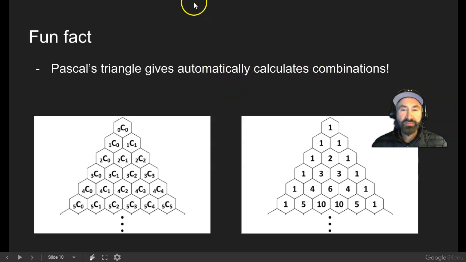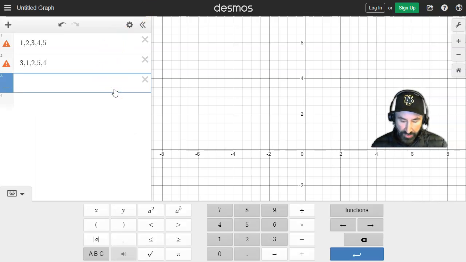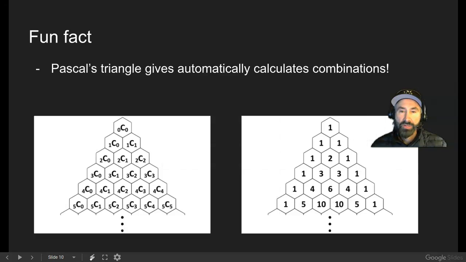Now, in case you don't believe me, we can go check that 5C3 really quick. So I'm going to go to Desmos, and I'm going to type nCr(5,3), and sure enough, I get a 10. Yay!